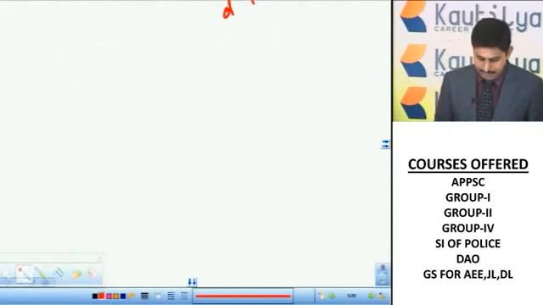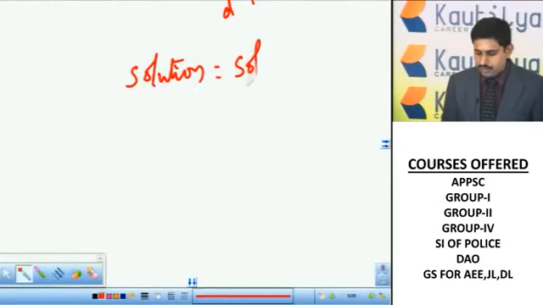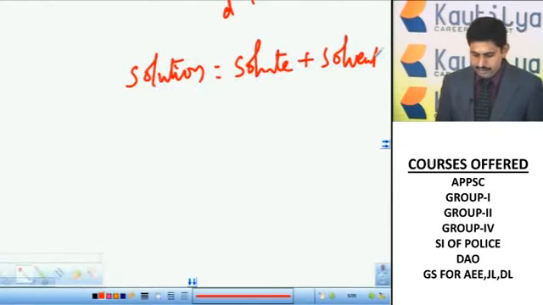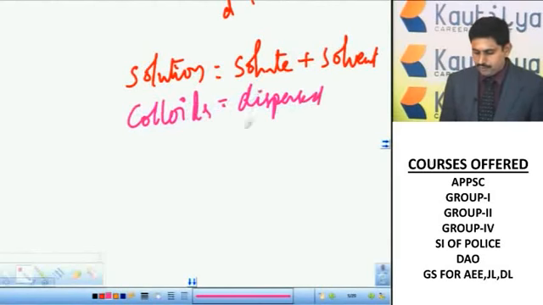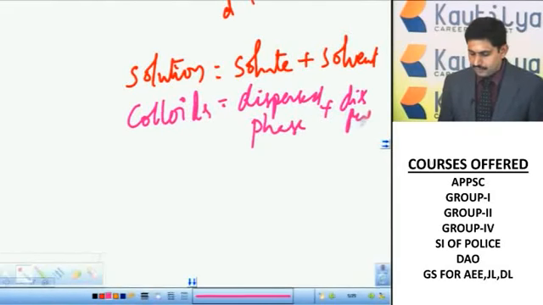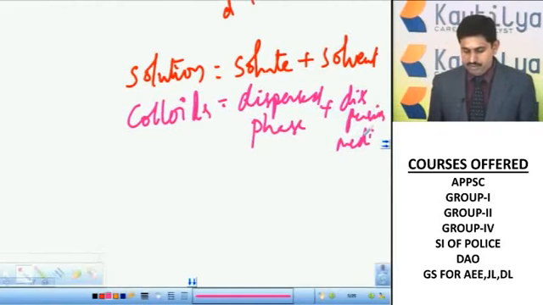Just like a solution, let me make it clear: solution is equal to solute plus solvent. Likewise, a colloidal solution, or colloid, is equal to dispersed phase plus dispersion medium. So here the water drop is considered the dispersed phase, and air is called the dispersion medium.